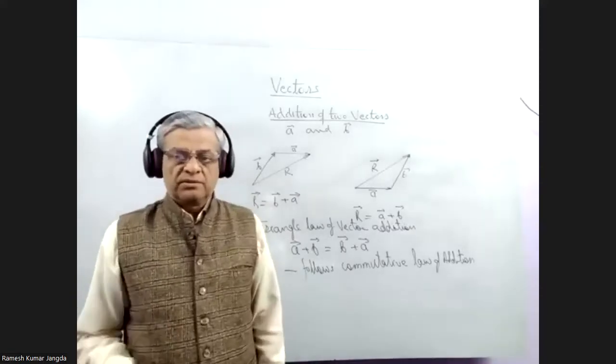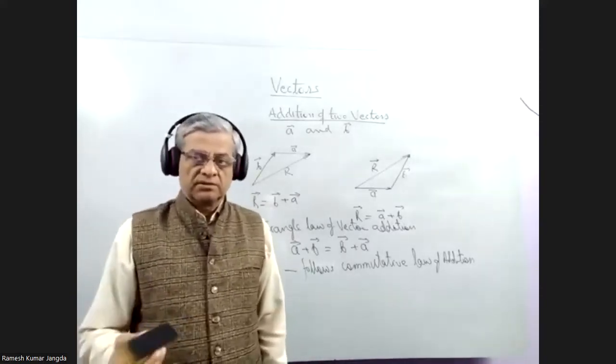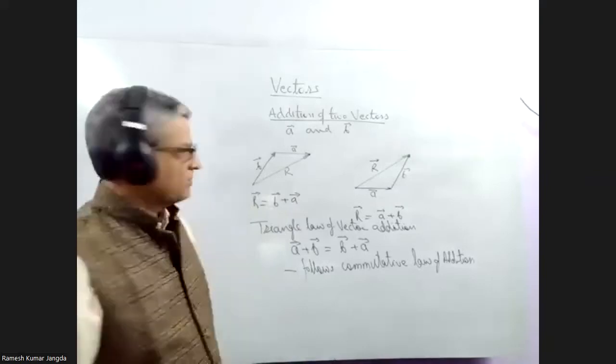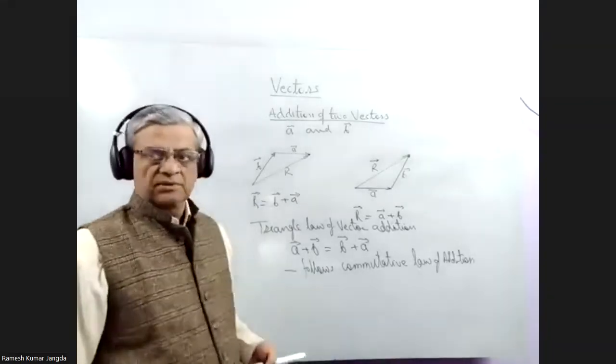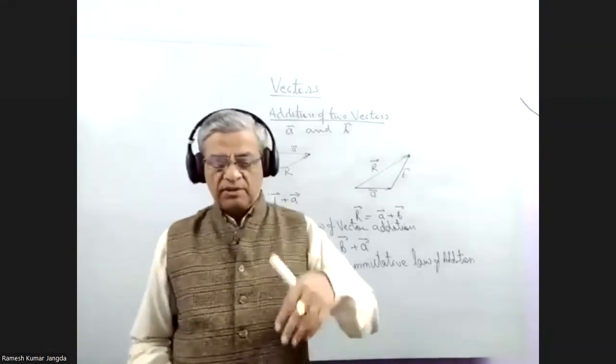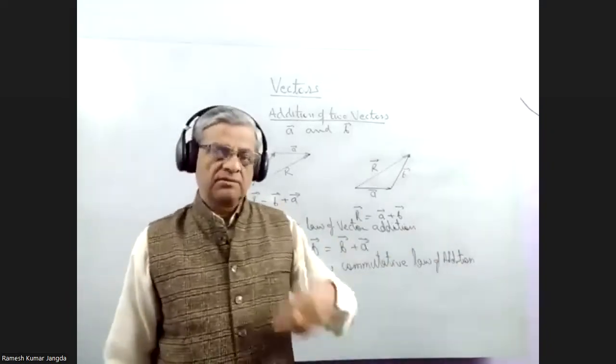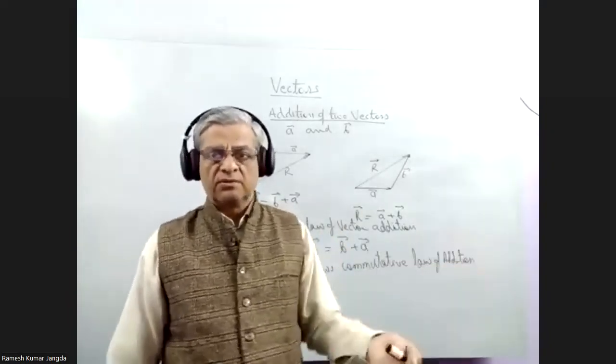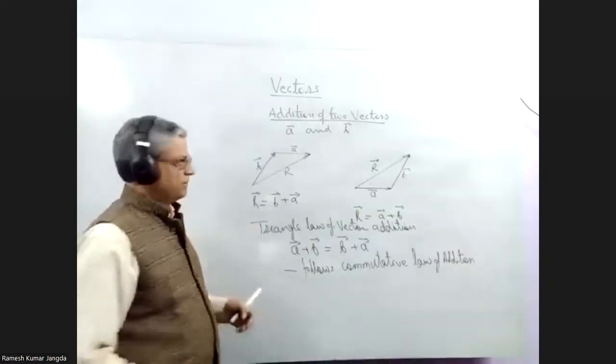Now suppose we have three vectors. We want to add three vectors. Again, we will follow similar steps. When we go to more than two vectors, we are now going towards the polygon law of vector addition.